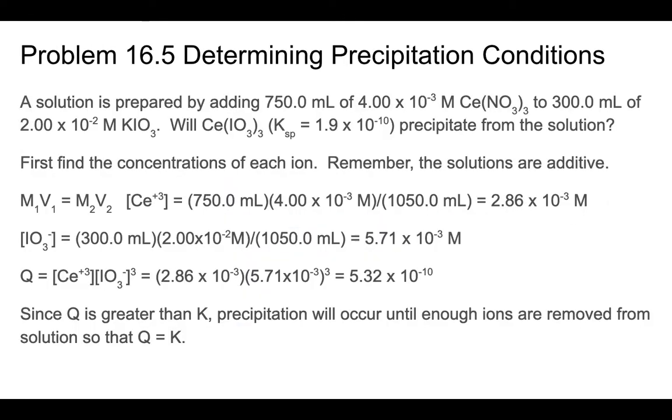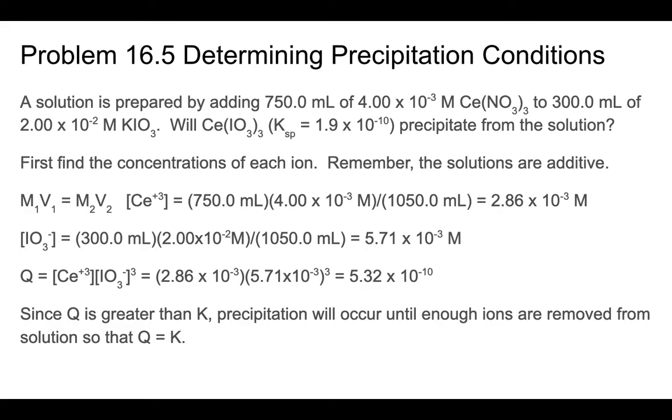So let's do our first math problem on this. Let's say we have a solution prepared by adding 750 milliliters of 4 times 10 to the minus 3 molar cerium(III) nitrate to 300 milliliters of 2 times 10 to the minus 2 molar potassium iodate. The precipitate we're wondering about is cerium iodate. Of course it's not the potassium nitrate. Potassium is always soluble, nitrate is always soluble. So it's the cerium iodate that we will be considering.